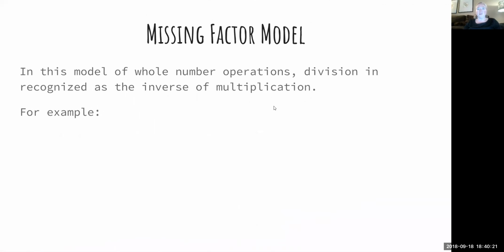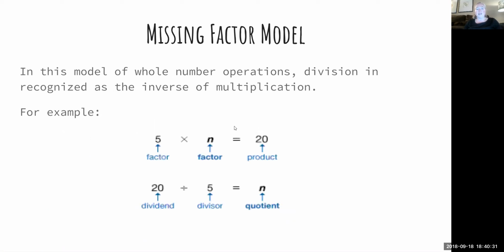In this model of whole number operations, division is recognized as the inverse of multiplication. So that's a pretty simple way to do it. For example, you can look at 5 as a factor, and n, the missing factor we don't know, equals the product, which is 20. So 20 is the dividend, divided by a divisor of 5 and a quotient of n. We don't know that quotient at this time, so we're just looking at finding the missing factor.